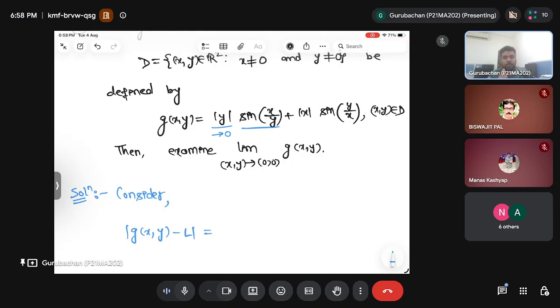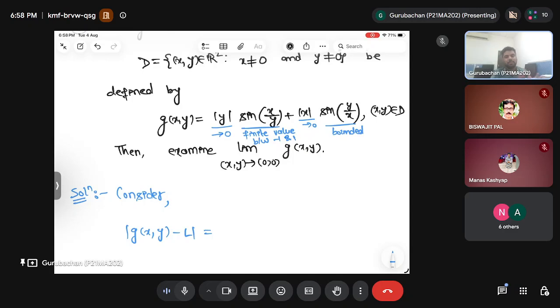In the first term, mod y is tending to 0, and this is some bounded function. Bounded meaning you are getting some fixed value between -1 and 1. As I told earlier, sine theta lies between -1 and 1, so its magnitude is less than or equal to 1. So I am saying it is some finite value between -1 and 1. Similarly, this tends to 0, and this is again bounded.